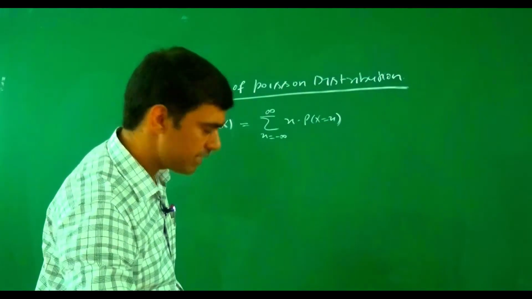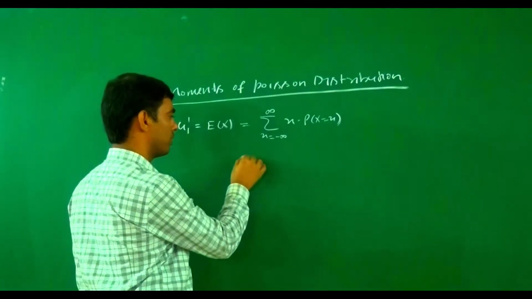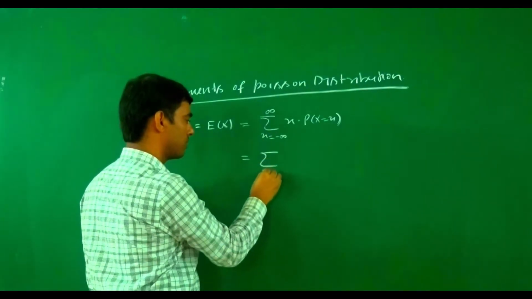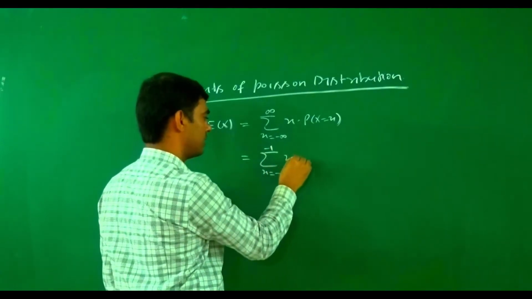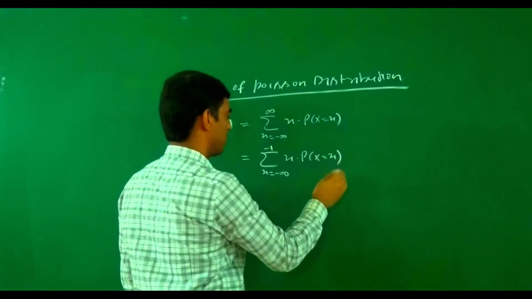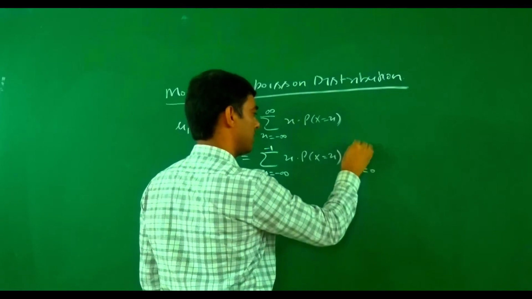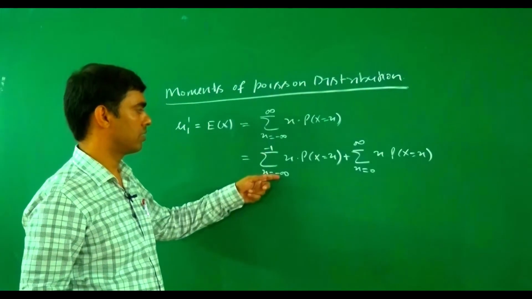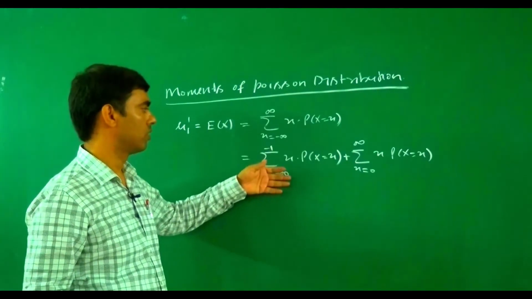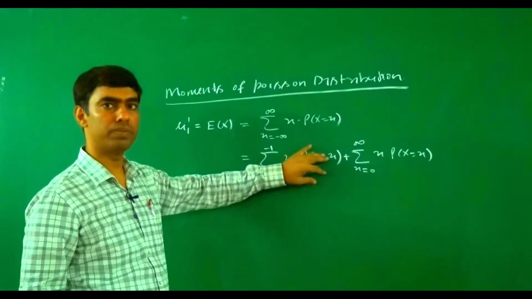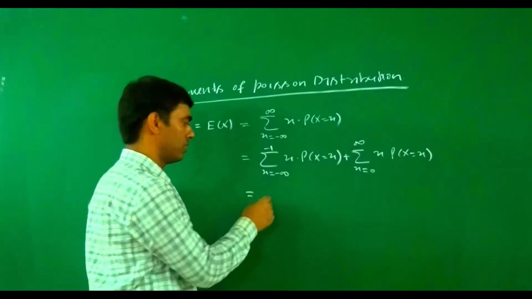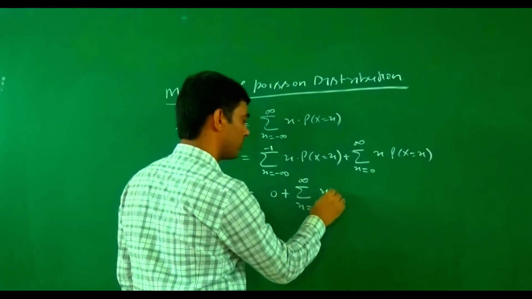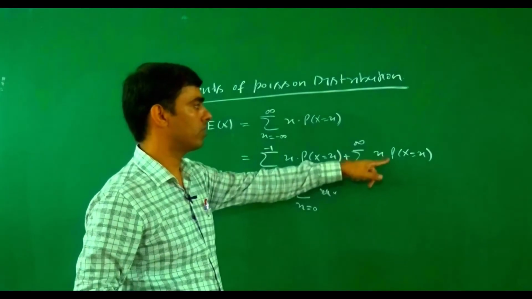So in case of a Poisson distribution, what is the value for this one? You may divide this summation into two parts. First part is x equal minus infinite to minus 1, x into probability of x equal x, plus summation x equal 0 to infinite x into probability of x equal x. Because Poisson distribution is defined for non-negative values, the probability from minus infinite to minus 1 becomes 0. So the first term becomes 0, plus summation x equals 0 to infinite x into probability of x equal x.